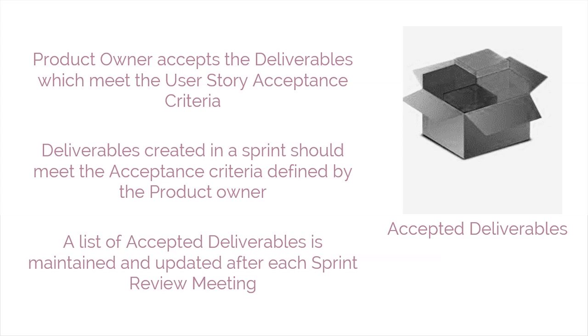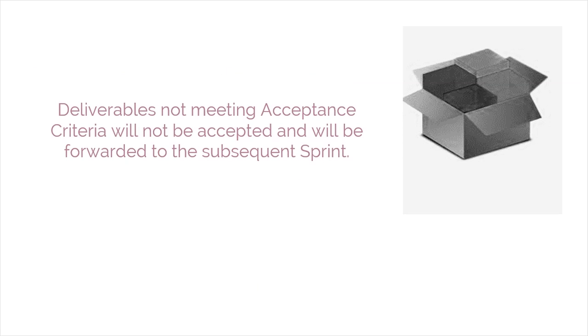A list of accepted deliverables is maintained and updated after each sprint review meeting. If a deliverable does not meet the defined acceptance criteria, it is not considered accepted and will usually be carried forward into a subsequent sprint to rectify any issues. This is highly undesirable because the objective of every sprint is for the deliverables to meet the criteria for acceptance.